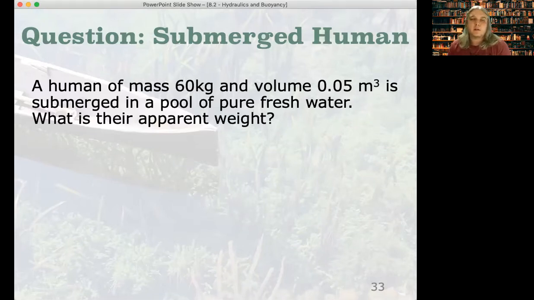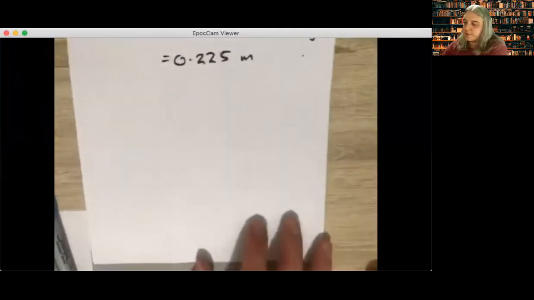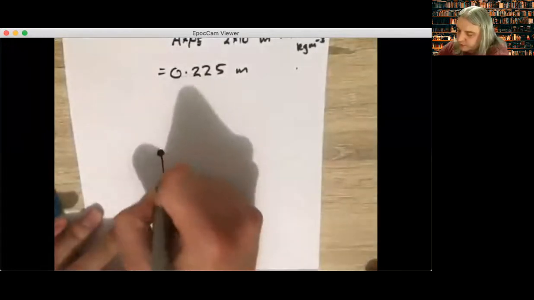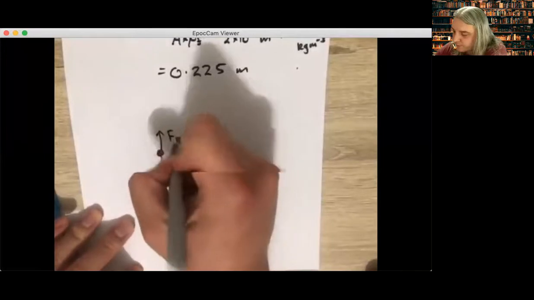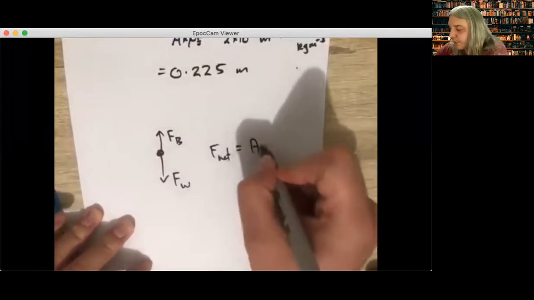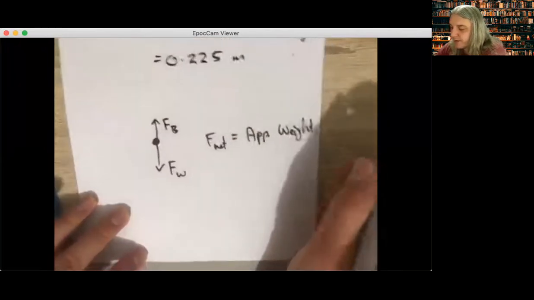So this is where you need to remember the terminology apparent weight. So hopefully you can recall apparent weight was the effective weight of an object when it's underwater. So an object that is submerged has a weight force and it has a buoyant force, and the net force between those two is our apparent weight. So that's all we're after. We're after the apparent weight.